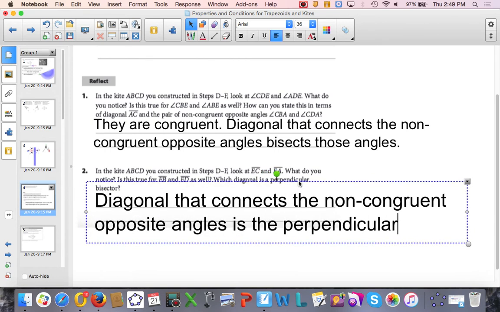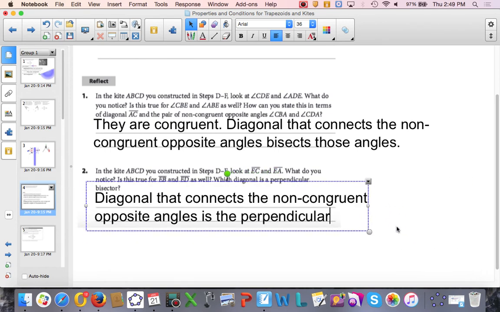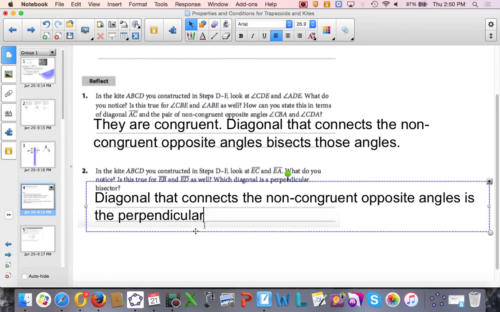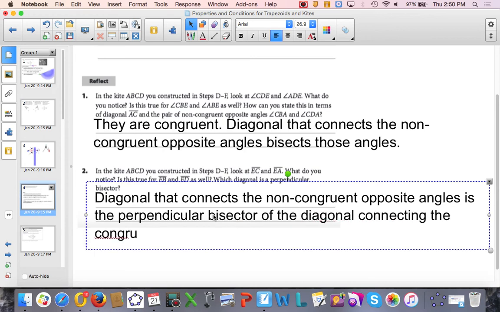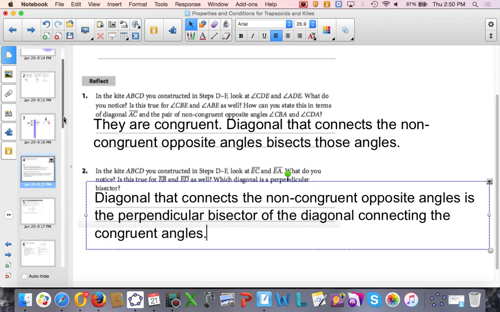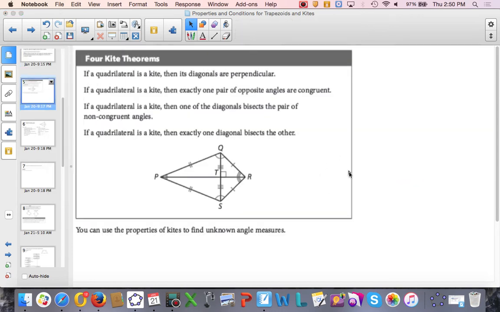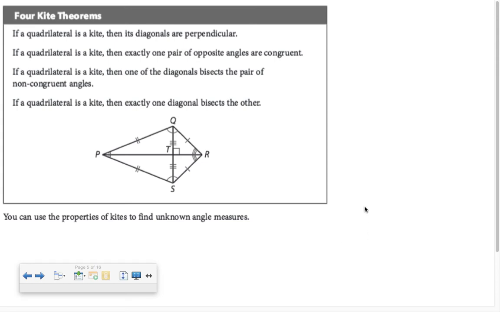So the diagonal that connects the non-congruent opposite angles is the perpendicular bisector of the diagonal connecting the congruent angles. So now they're taking the observations that we've already made and stating them as theorems. Thanks for telling me something I already knew.